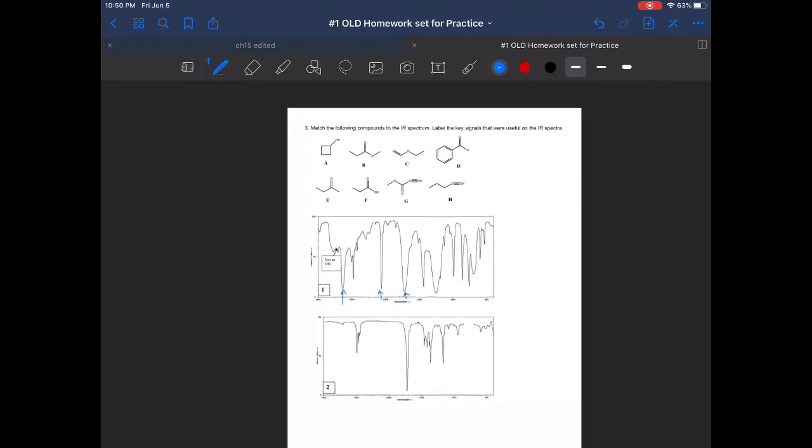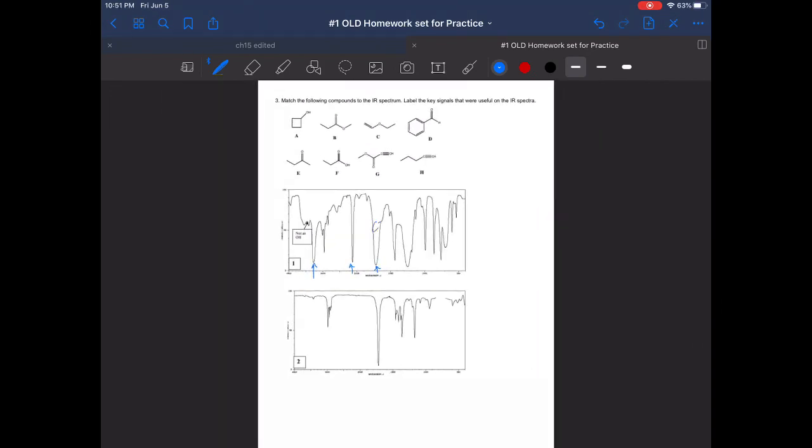All right, so I have a carbonyl. I have some sort of triple bond and something at 3,300 that is not an alcohol. So that's either going to be an NH, which is not in any of my options, or a terminal alkyne. So that leaves me with only G. And I'm not going to circle that. Well, actually, yeah, I'll cross them out as I use them. So number one is G.